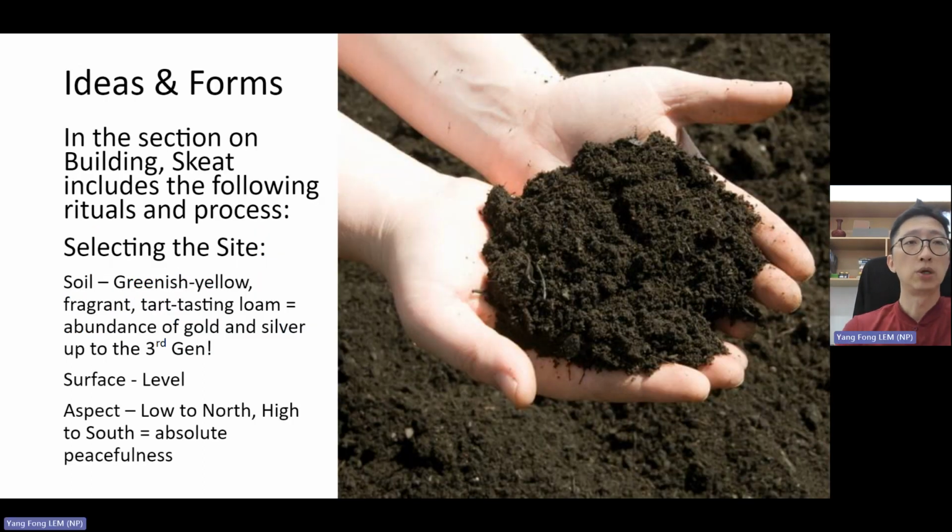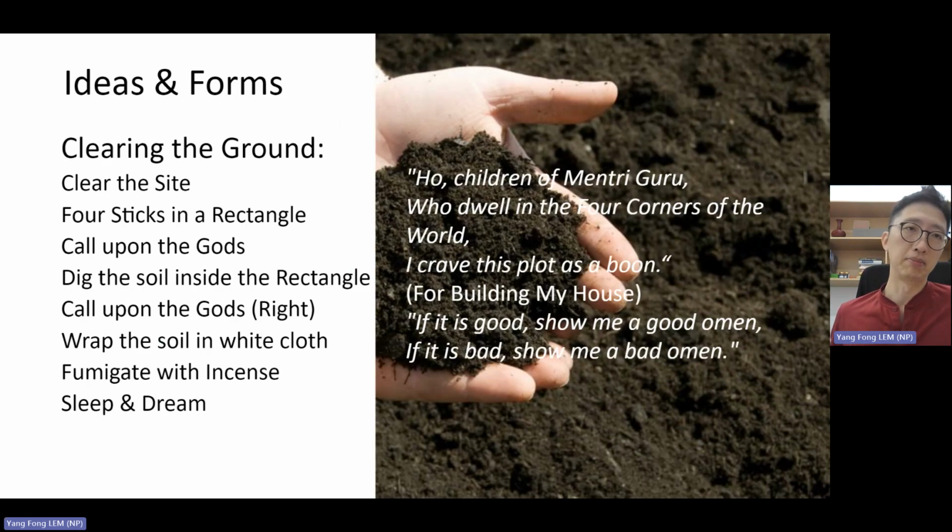So, in the section on building, Skeat includes the following rituals and processes. When you're selecting the site itself, they consult the soil, the color, the fragrance, and even the taste, right? So if there's an abundance of gold and silver, it can last and benefit the generations that live in that house, right? They observe the surface. It must be level. They observe the aspect: low to the north, high to the south brings about absolute peacefulness, right? Actually, it's very logical, the north-south orientation, and rather scientific as well. But back in those days, it was termed magic, right?